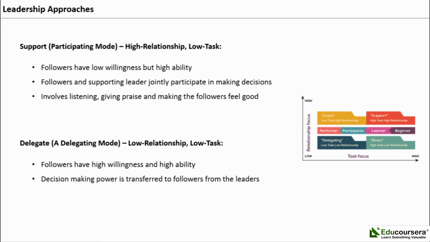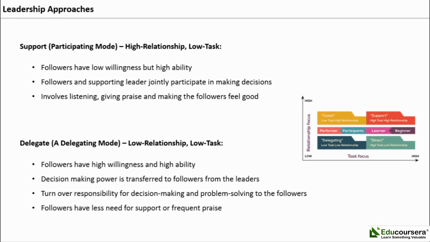Leaders should rely on delegating when the follower can do the job and is motivated to do it. The delegating leader is willing to turn over responsibility for decision-making and problem-solving to the followers. In turn, the followers will decide if the leader will be involved in the task completion, monitoring the progress of the followers against the requirements necessary to complete the task. Followers at this level have less need for support or frequent praise, although, as with anyone, occasional recognition is always encouraged. For example, an experienced operator who is ready to take full responsibility of handling the task.